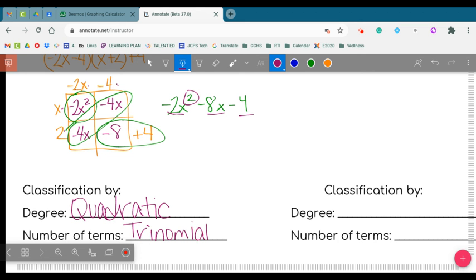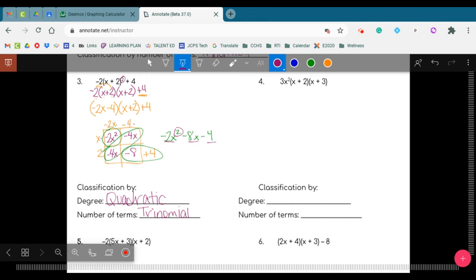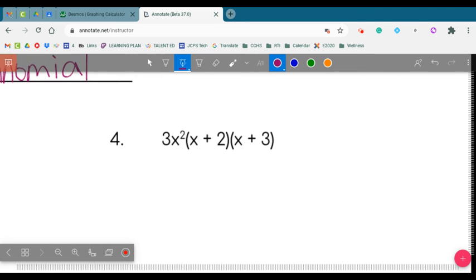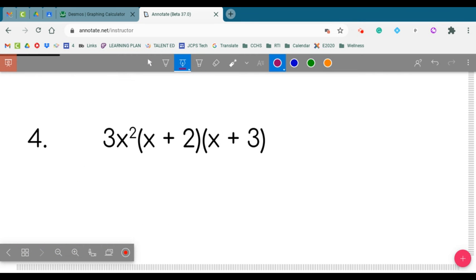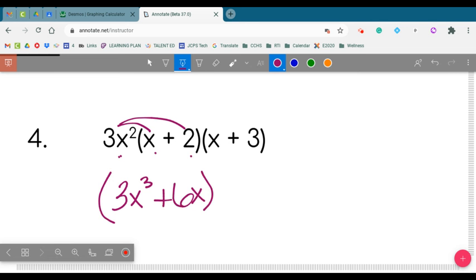Okay, let me know if you have any questions on that one. Next problem. So our first step is we want to distribute this 3x squared. We're just going to distribute it to the first parentheses. We don't distribute it to both, just to the first. So 3x squared times x is going to give me 3x cubed because we add our exponents. 3x times 2 is going to give me 6x. Keep this in parentheses. Then we have x plus 3.